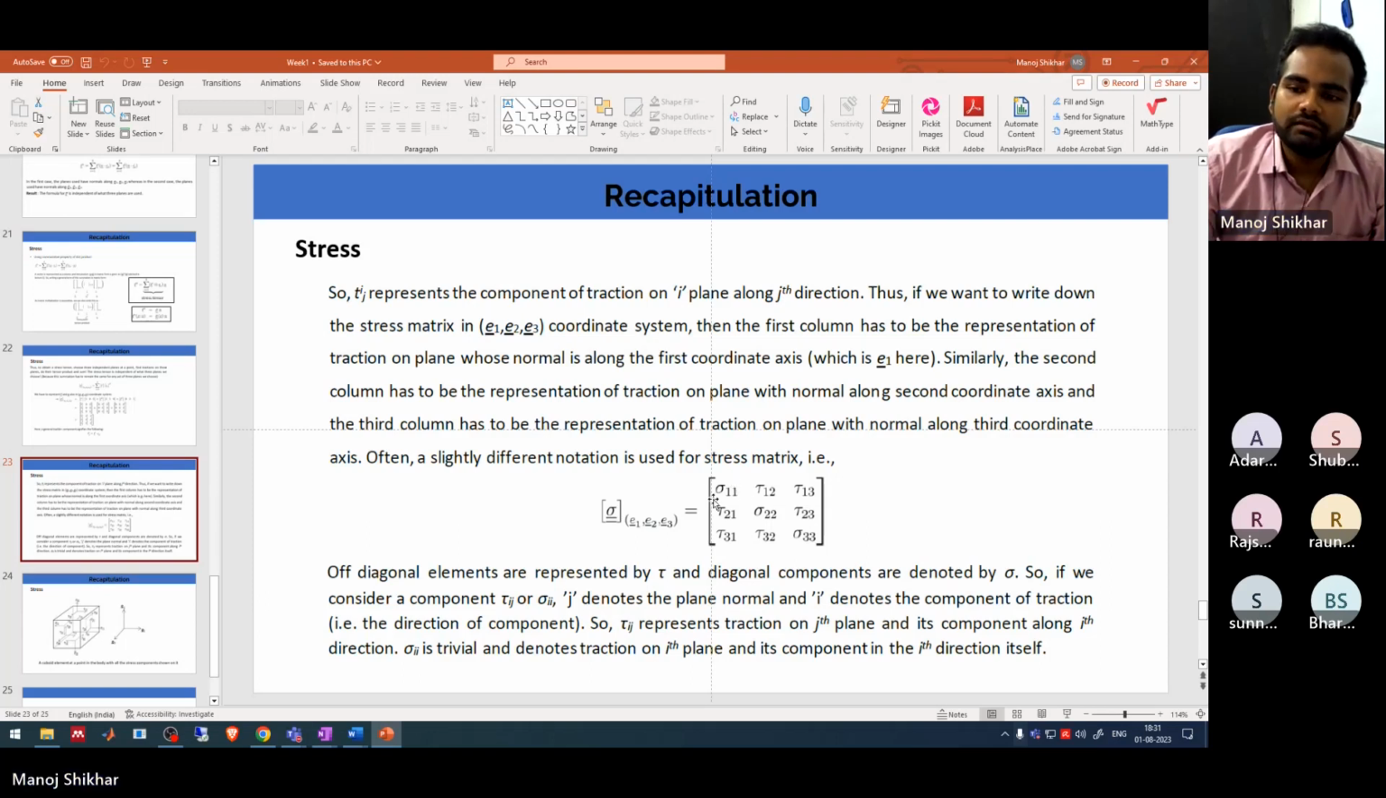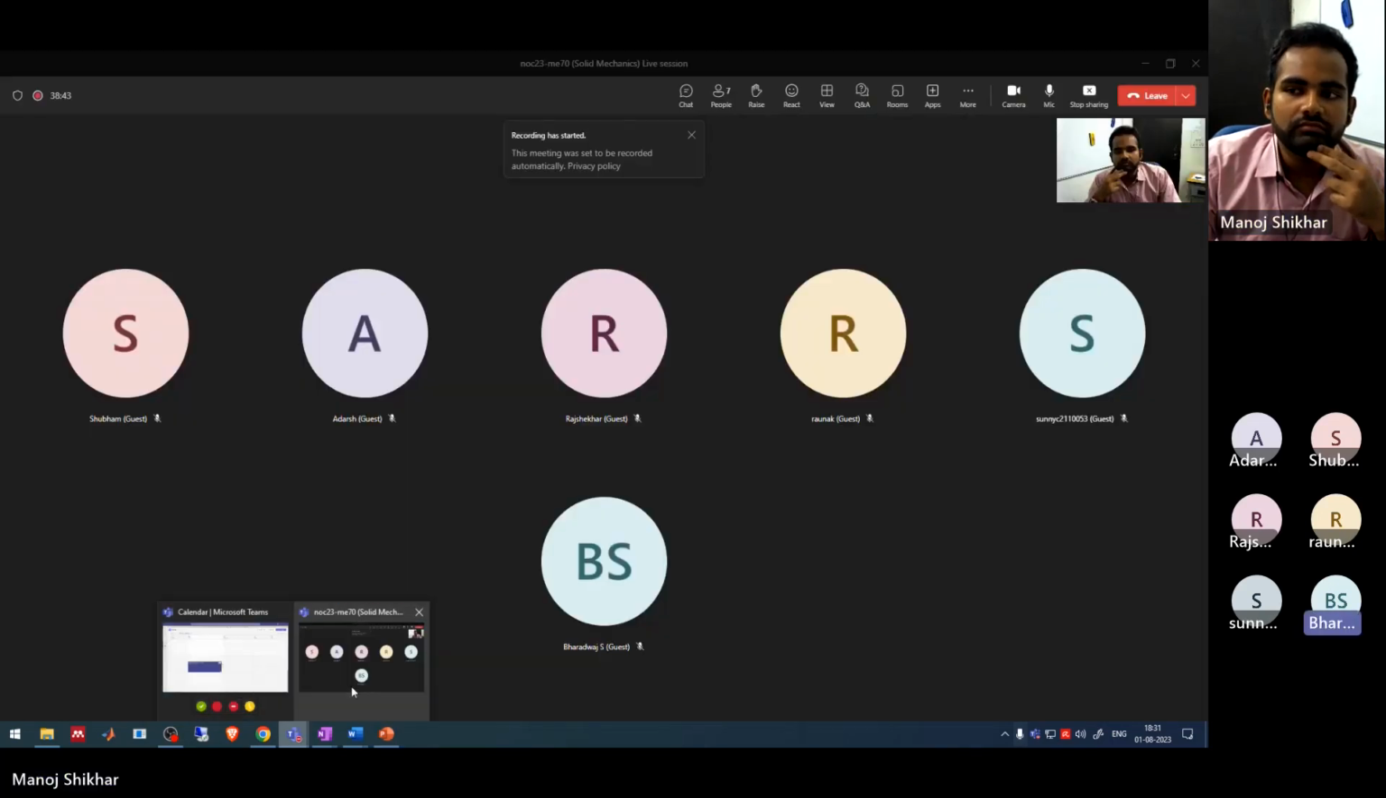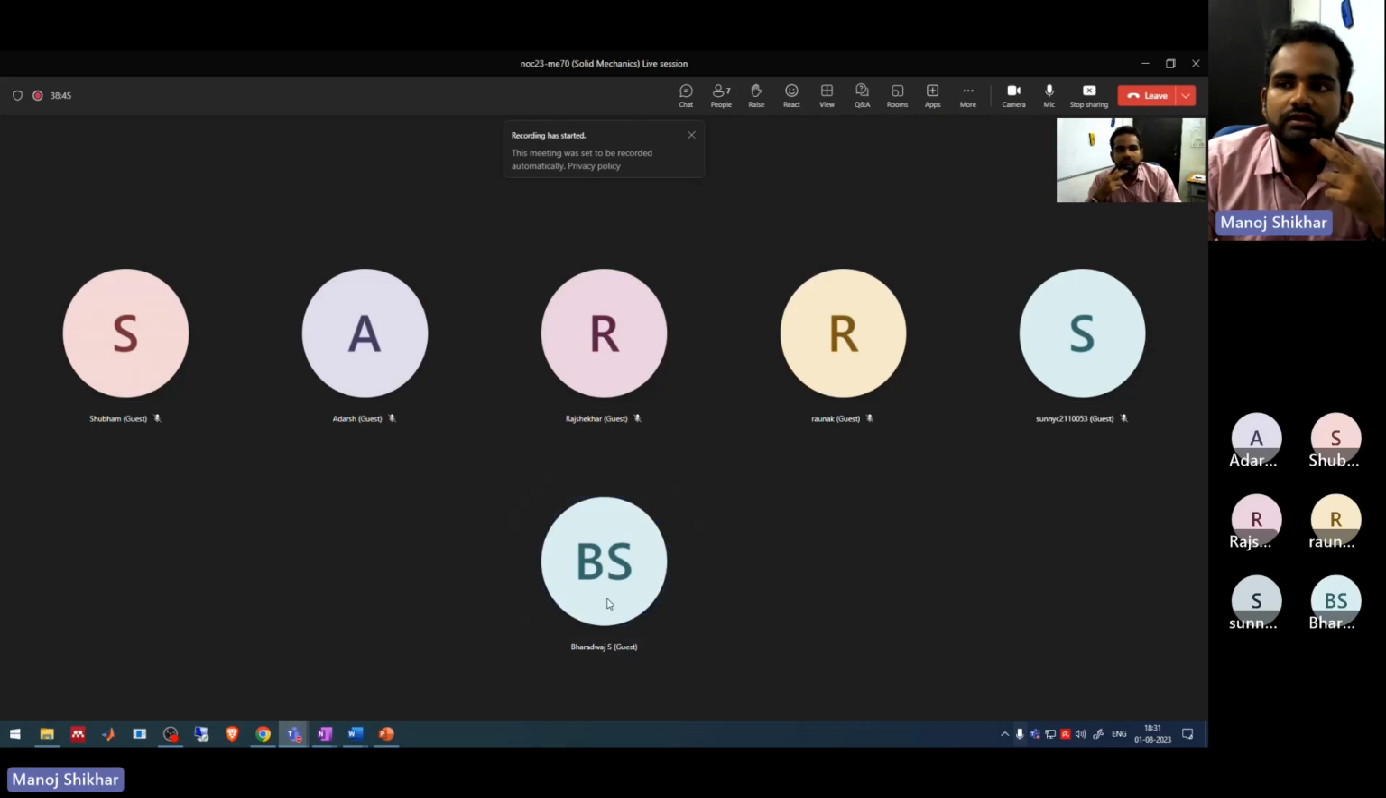But to make a stress matrix, you will need traction in 3 independent directions or 3 independent planes. You need 3 independent planes passing through the same point, and on those 3 independent planes, you need the value of traction. So using those components, you will create a matrix representation, and that will be called the stress tensor. Am I audible? Yes, sir. Okay. Any other doubt?